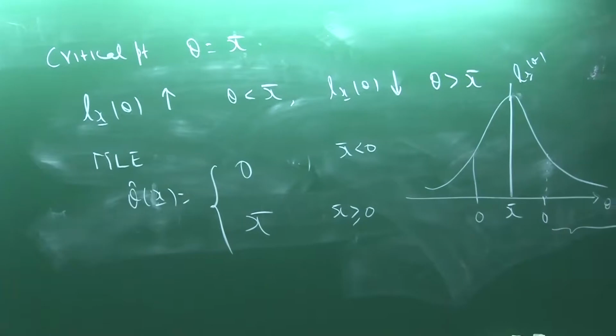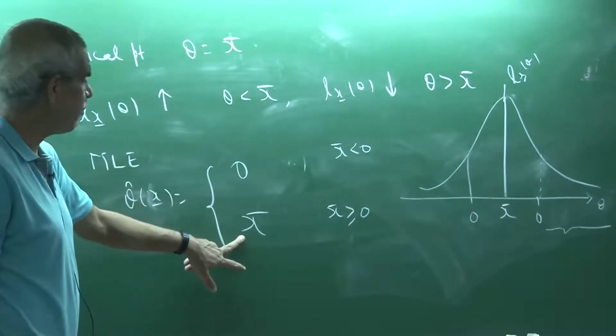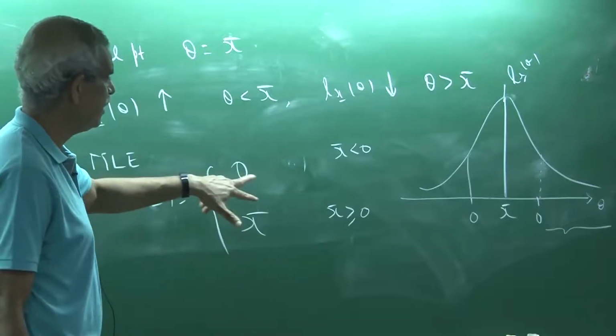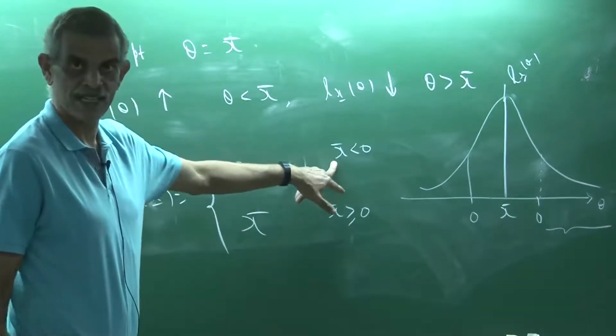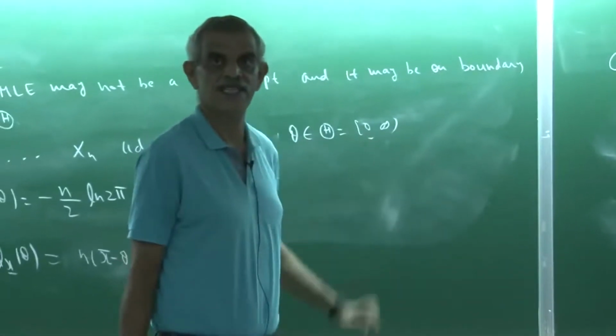So here you see the maximum likelihood estimator does not turn out to be exactly the critical point. It is on the boundary under certain conditions, especially when x bar is less than 0. It is on the boundary of this set, 0 to infinity.